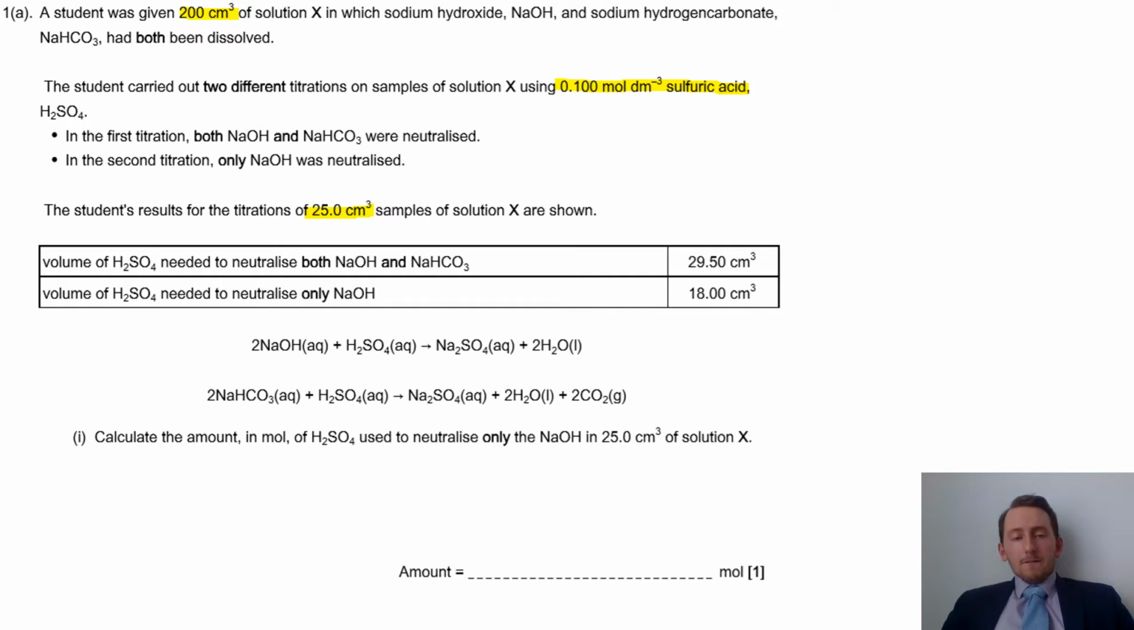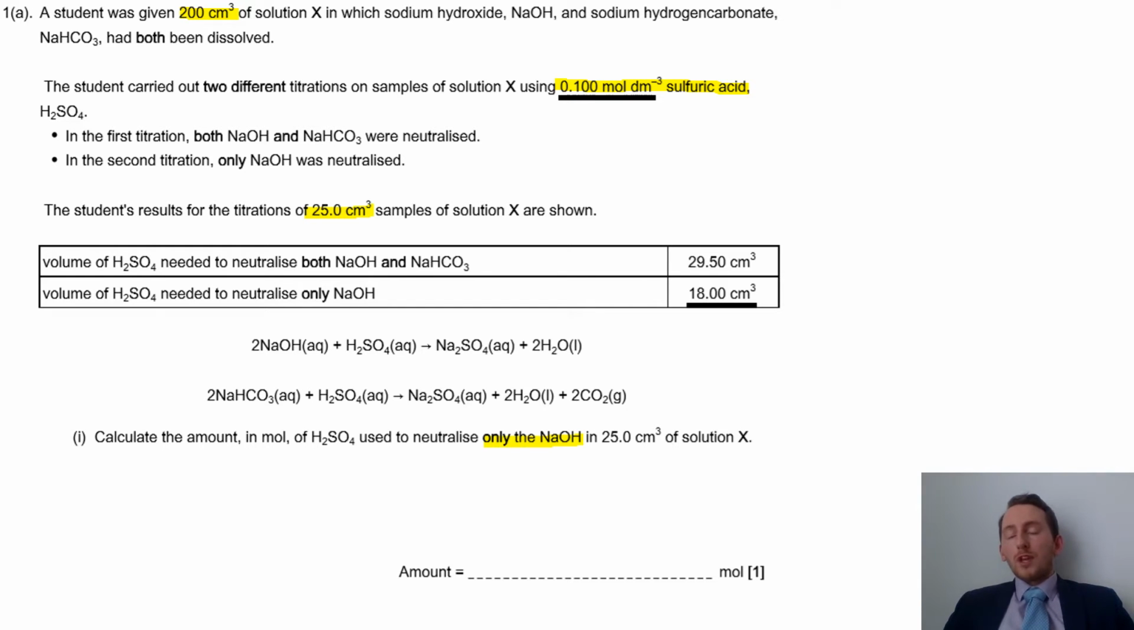So, the first question is asking us to calculate the amount in moles of H2SO4 to neutralize only the sodium hydroxide in 25 centimeters cubed. We've got to work out the moles, which we can do with an equation. We're working with sulfuric acid, so we've got some concentration and some volume of sulfuric acid for only sodium hydroxide. We've got a concentration and a volume, and we've got to work out the moles.